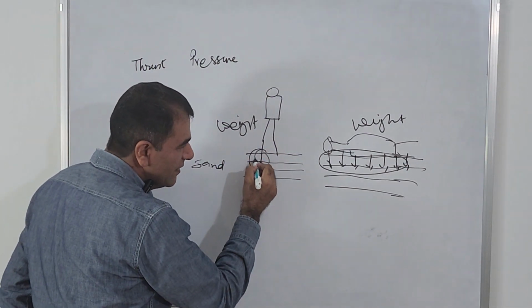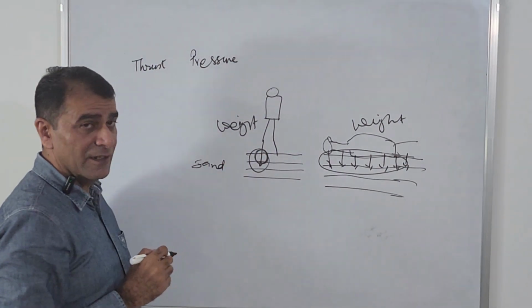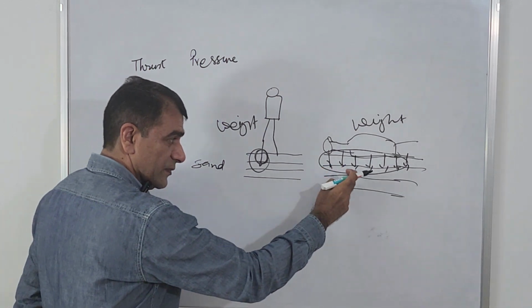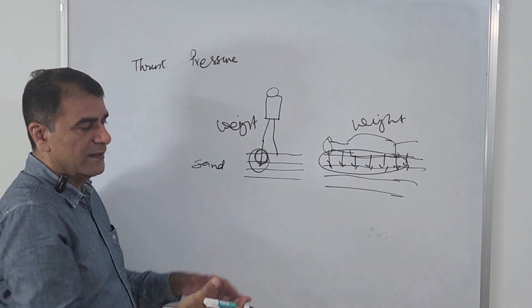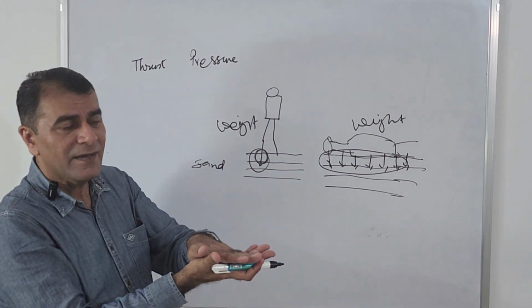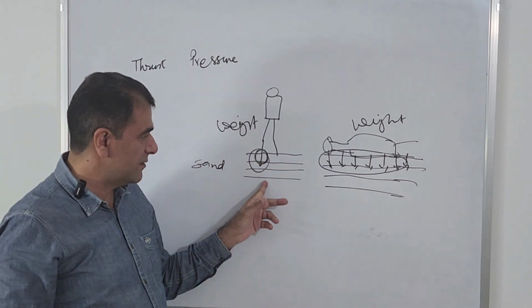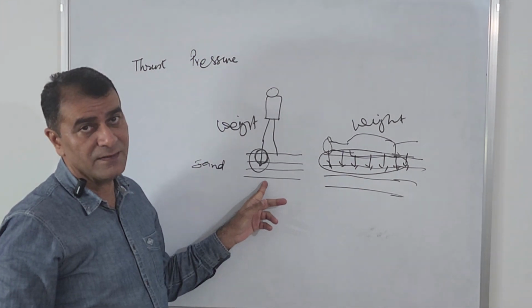Here, only this much is the area. In which case is the area more? This case. In this case, the area of contact between the body and the surface is less. In this case, it is less.